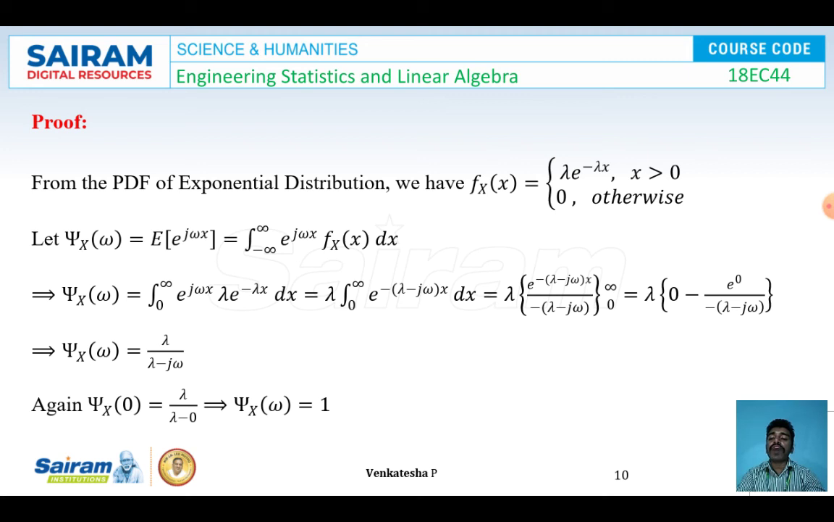To check whether the function is true or not, I'm going to put omega equal to 0. After putting omega equal to 0, we got xi x of 0 is equal to lambda by lambda minus 0, which is equal to 1. So hence the obtained expression is true for the exponential distribution.